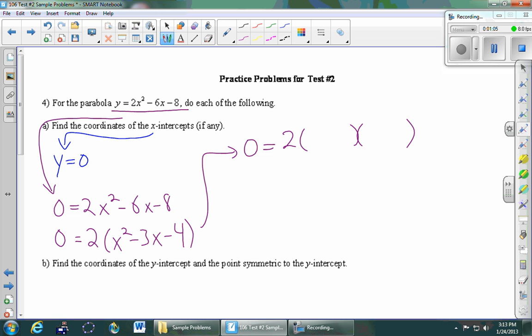Pause the video if you want to take a moment to find it, then come back when you've got it. So my 2 factors are x minus 4 and x plus 1. We're going to use our 0 product property to set each of these pieces equal to 0, including the 2.